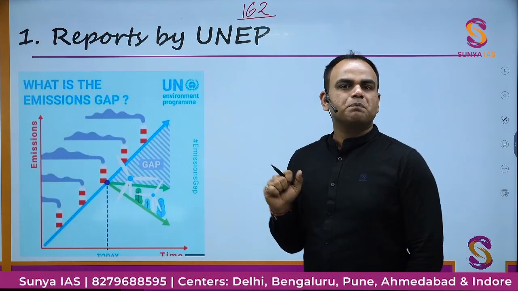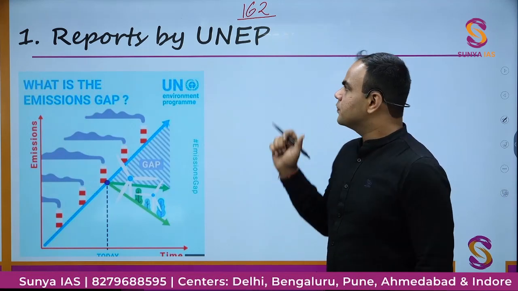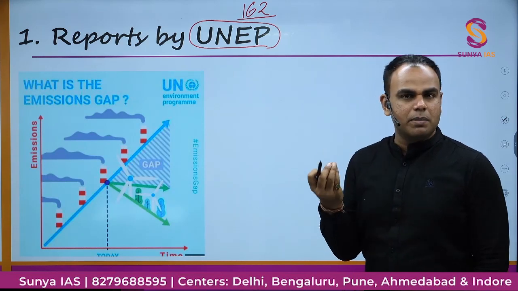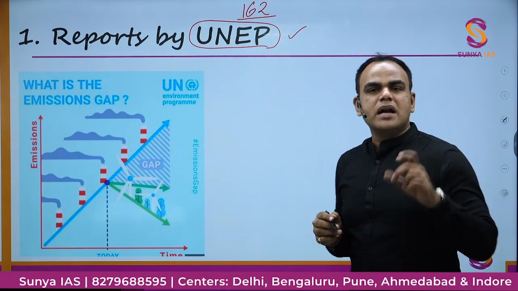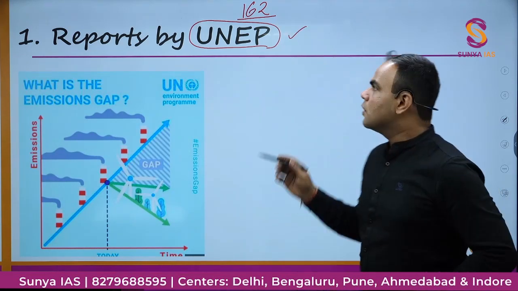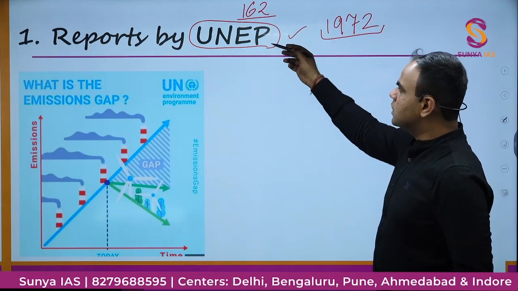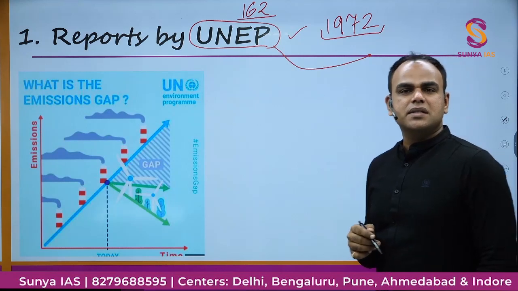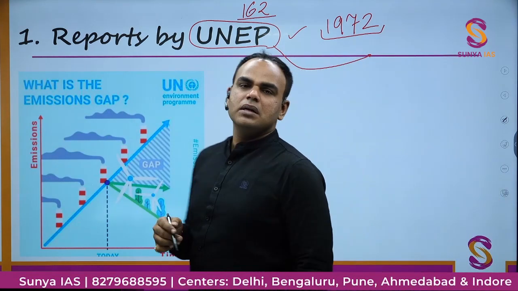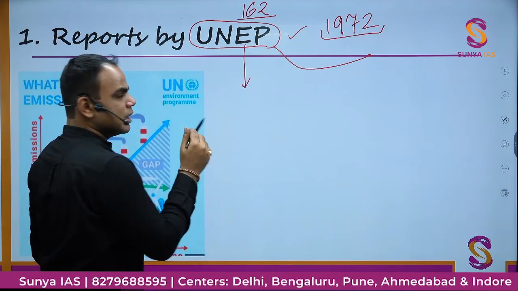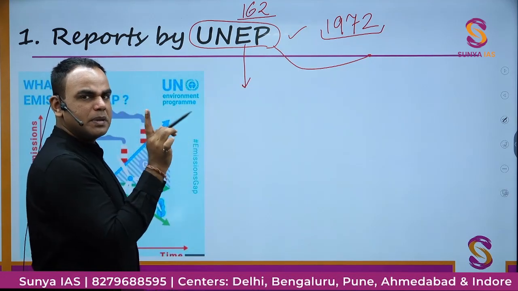So number 1, I'll start with UNEP, okay? There are some reports of UNEP that we should be aware about. UNEP is the United Nations Environment Programme, okay? Formed in the year 1972, okay? This also is completing 50 years, so you can expect a question on this. Its headquarters is in Nairobi, okay? There are 6 reports of UNEP that you should know.